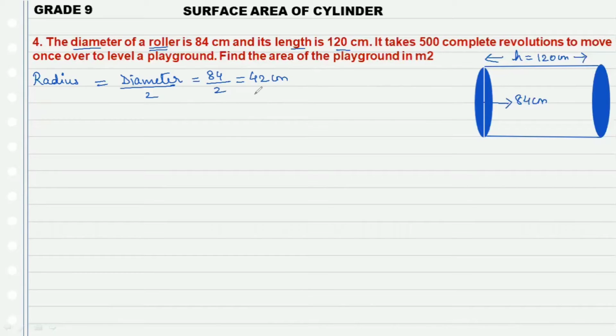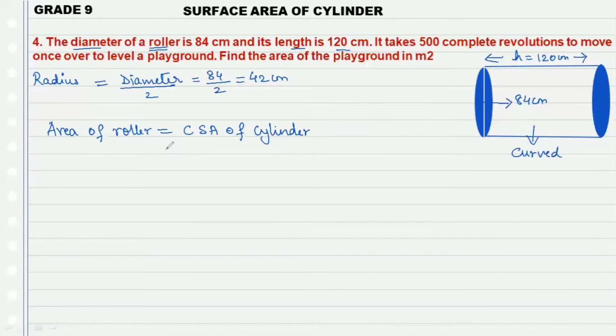Okay, now as it is completing 500 revolutions, बच्चों जब आप imagine करो आपके सामने एक roller है और वो roll कर रहा है ground पे. So which surface will be in contact with the ground? Will the bases come in contact with the ground? No, only the curved surface will come in contact with the ground as it is rolling down, isn't it? So area of roller, that means curved surface area of cylinder निकालेंगे हम पहले.